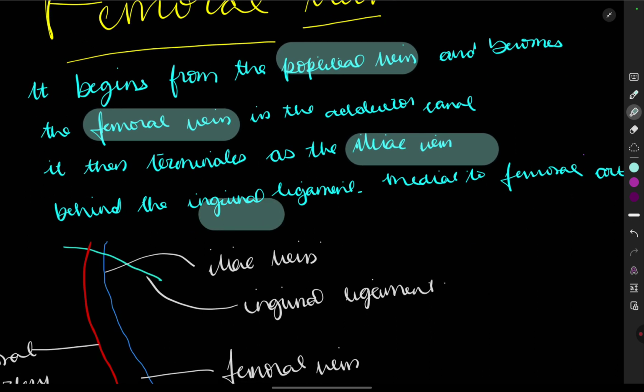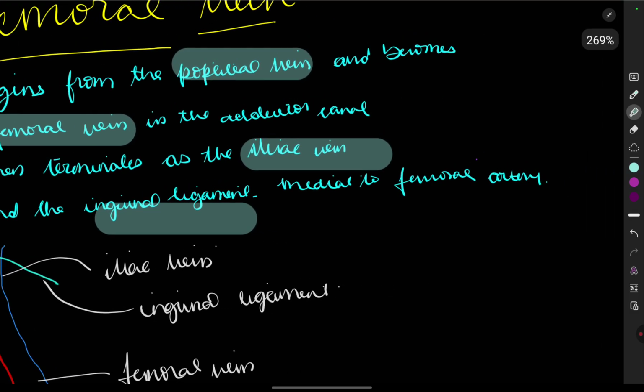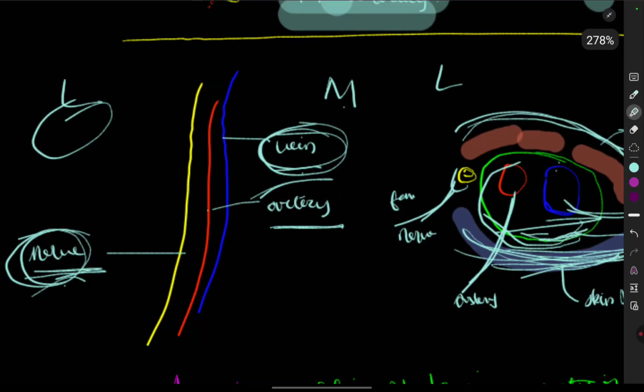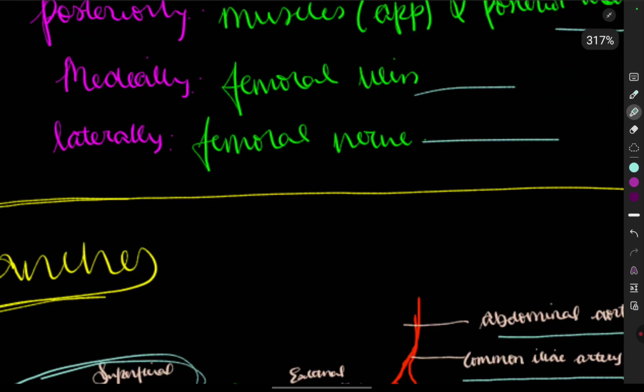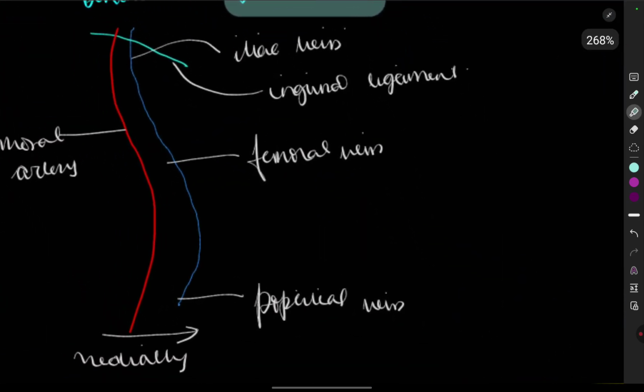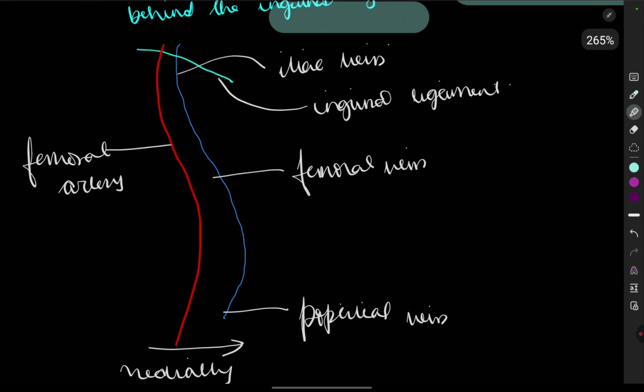So behind the inguinal ligament, even this goes behind, and it is medial to the femoral artery. We saw here, right? It is medial to the femoral artery. See, the femoral vein is medial to the femoral artery.